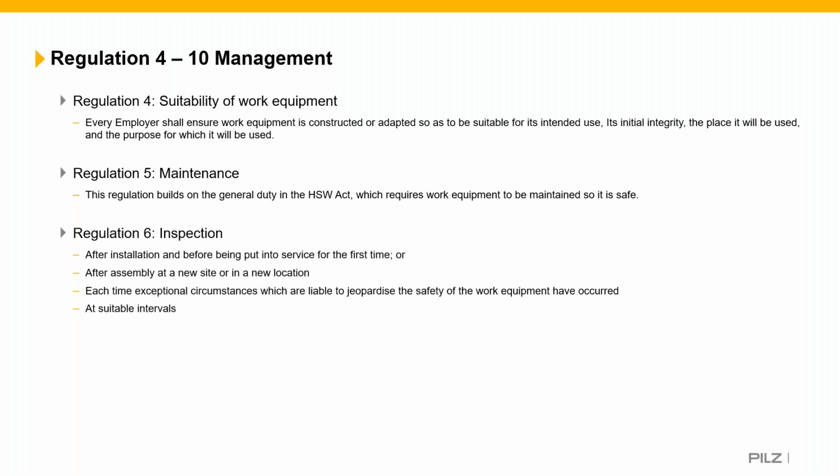Regulation 6 looks at inspection. As we've said, it should be inspected after installation and before being put into service for the first time, or if it's been moved, or if there may have been an exceptional circumstance, or again at suitable intervals deemed necessary for the machine itself. This could be different, again, depending on each machine and the environment that it's in.